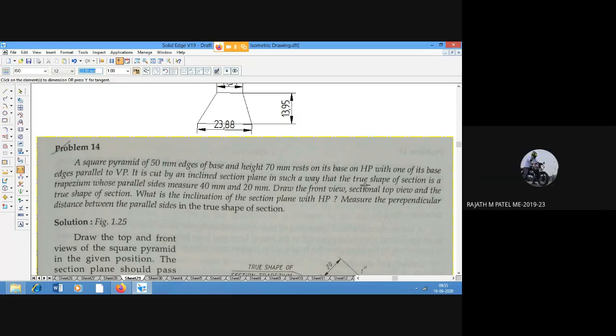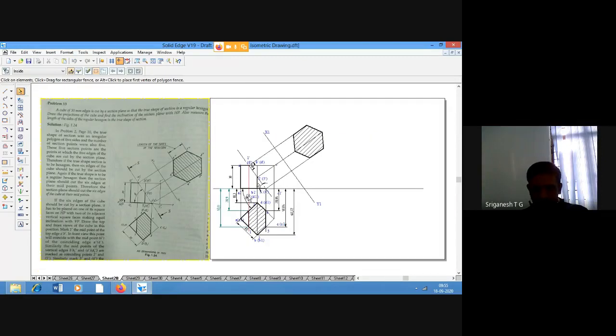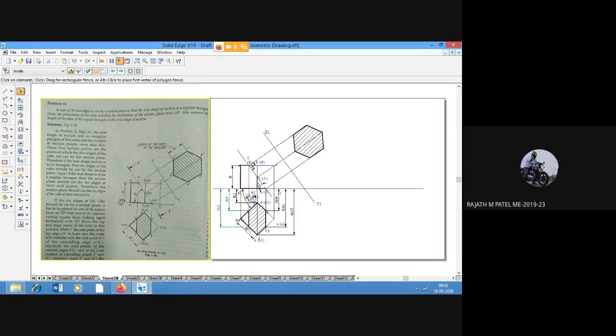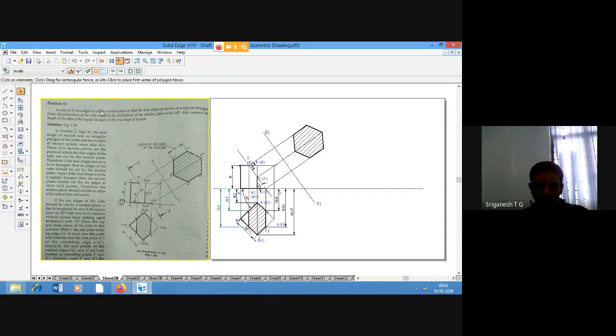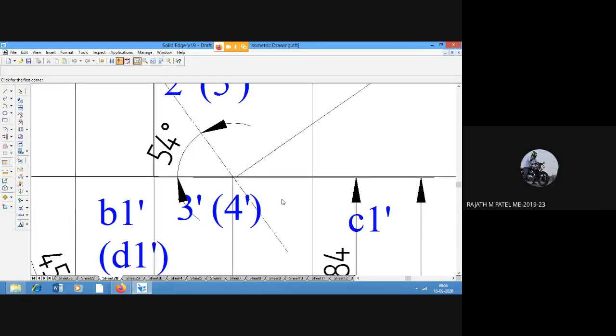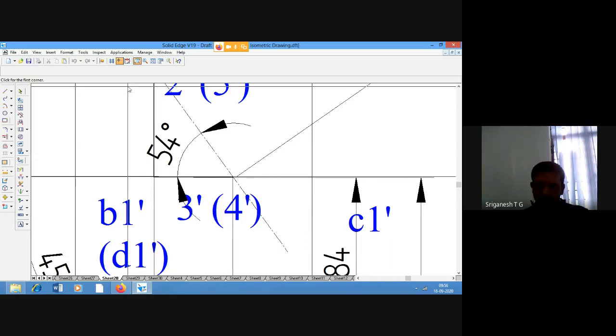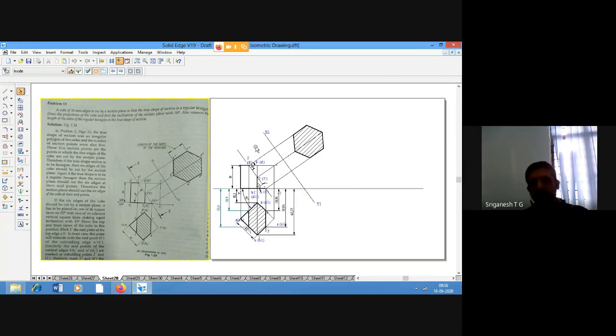Right. The previous one also is like we have to find the section plane angle, no, sir? Which one? Previous one, sir. The hexagon. Yeah. We have to find the angle, no, sir? Yes, we have to find the angle. That is what I've indicated here, no? 54, sir. Yes, 54. Okay.